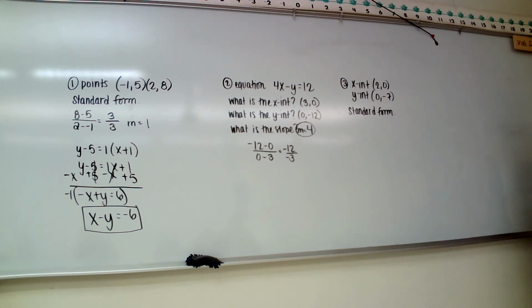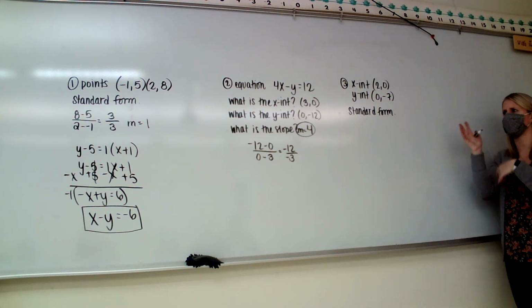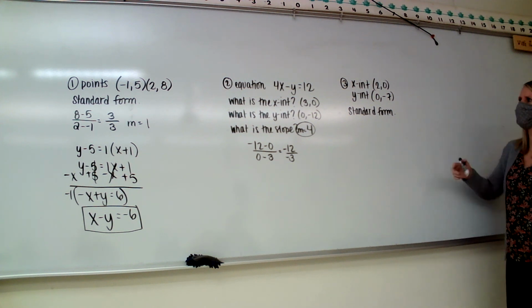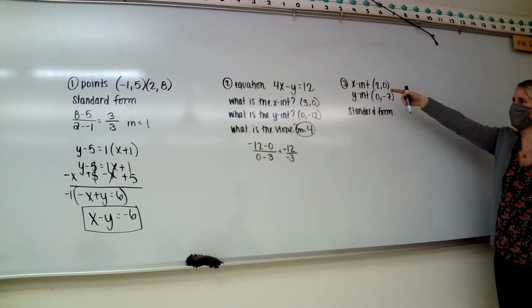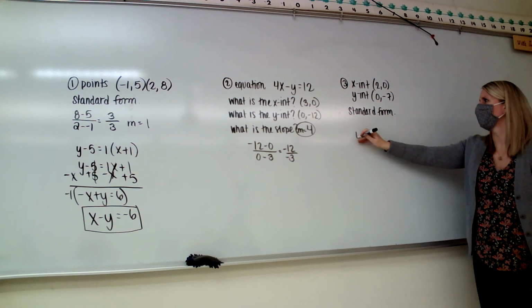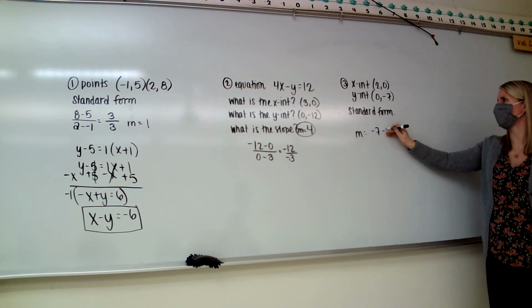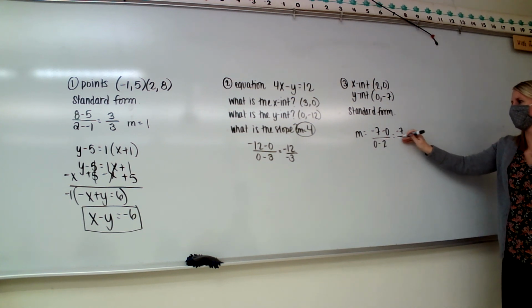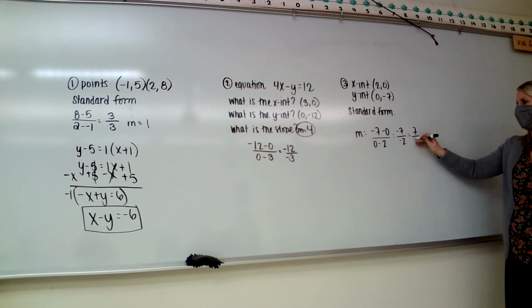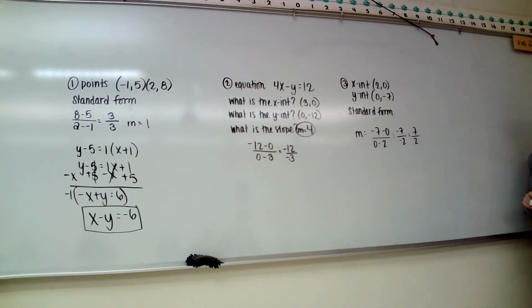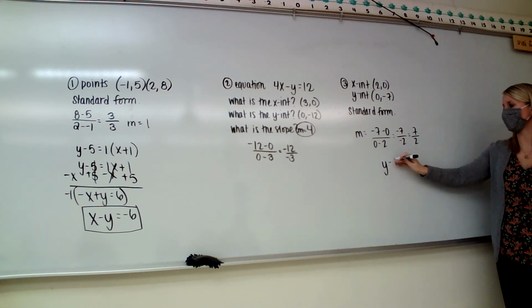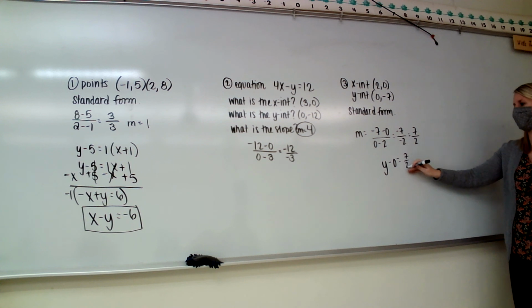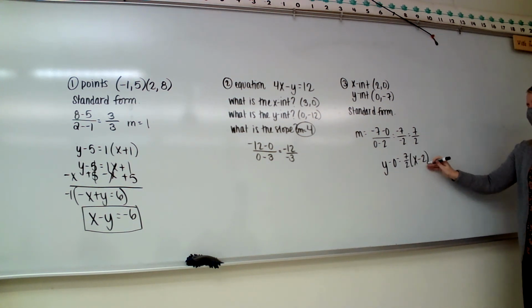And then last but not least, some people try to do weird things with the 2 and the 7 and put them in weird spots. No, it's just same as number 1. Find your slope. So -7 over 0 minus 2. That gives me -7 over -2, so that would turn positive. Okay. I'm going to plug it into a different form. I'm going to use point slope. Y minus 0 equals 7 over 2 parentheses x minus 2.